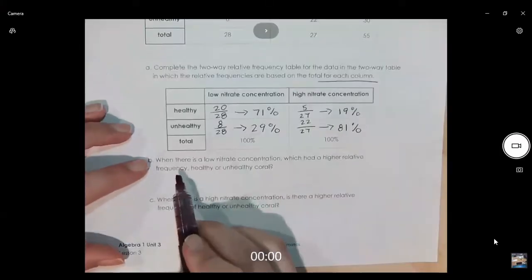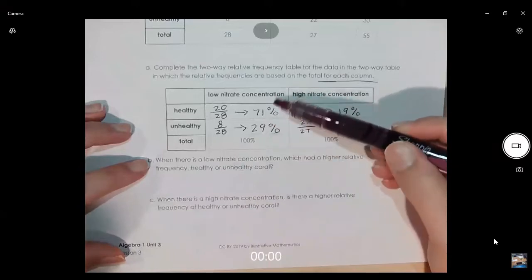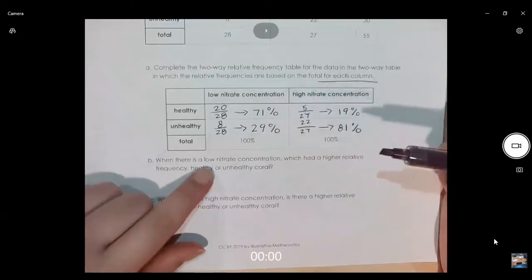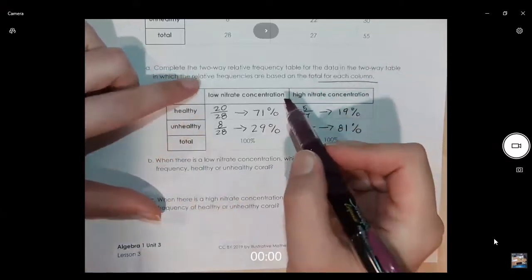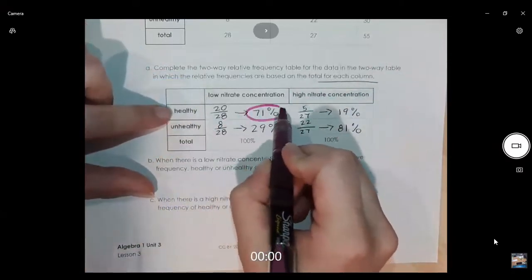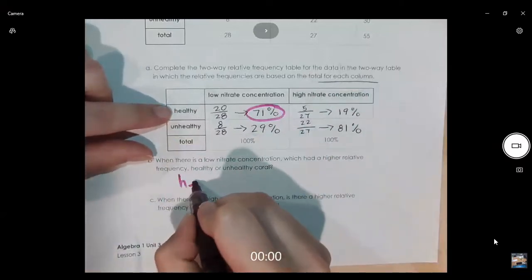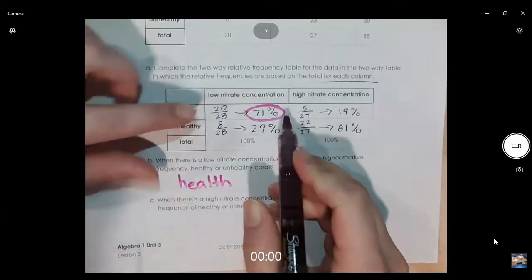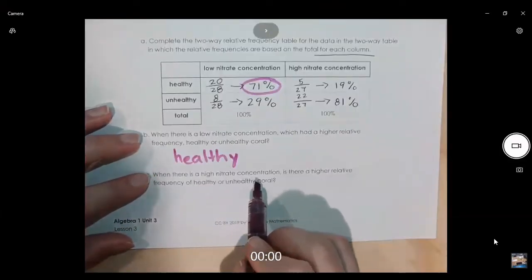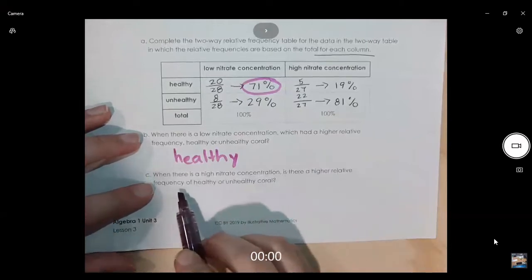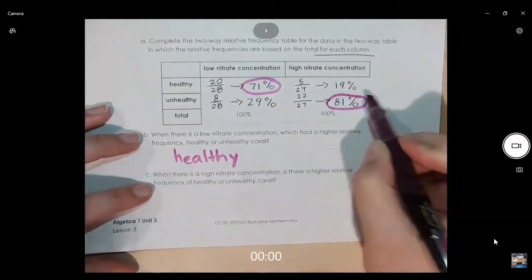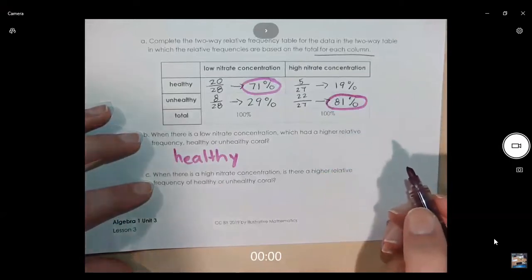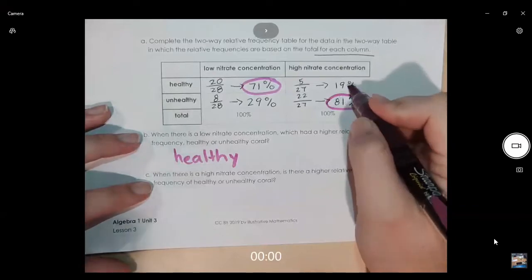So my first question says, when there is a low nitrate concentration, which had a higher relative frequency, healthy or unhealthy coral? So if we look at our low concentrate, we see that the healthy is a higher percentage. So we could say healthy, and that's because 71% is larger than 29%. This one says, when there is a high nitrate concentrate, is there a higher relative frequency of healthy or unhealthy? So looking at high, we see that unhealthy is actually the one that is going to be the larger number because 81% is larger than 19%.